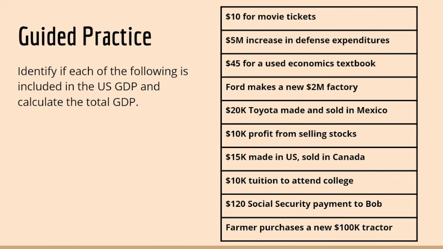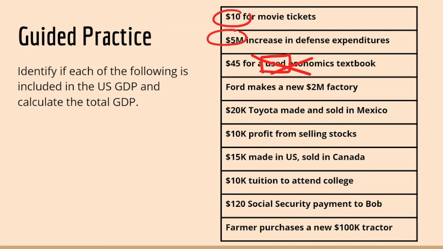All right, so now we're back. What is included? Is this first thing, $10 for movie tickets, included in our GDP? Yes, it is, because it's consumer spending. Is the $5 million increase in defense expenditures included in our GDP? Yes, it is. It's government spending. Is $45 for used economic textbooks included? No, because it's used. Remember, used stuff is not included in the current GDP.